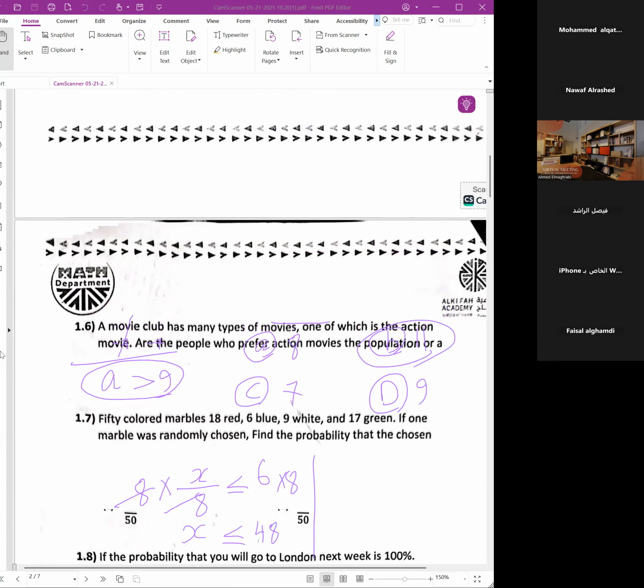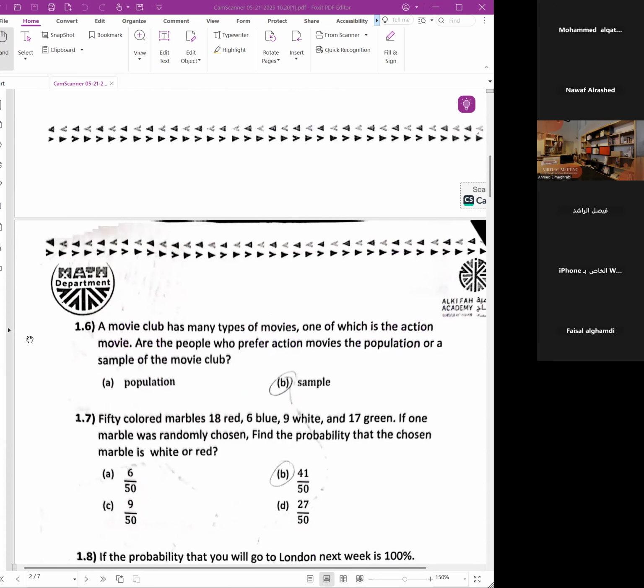Would you please, all of you, do this question with me? Hello? Here. Question 1.6. A movie club has many types of movies, one of which is the action movie. Are the people who prefer action movies the population or sample? Population or sample? Action movie.